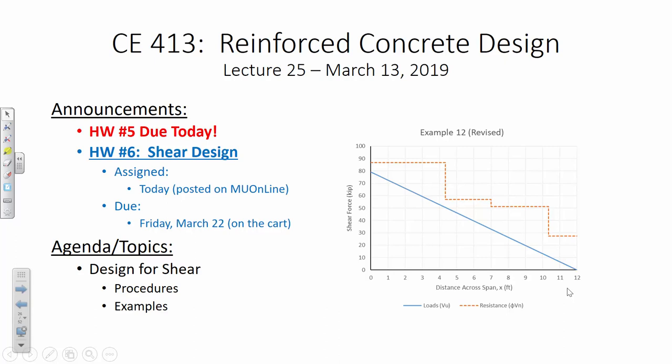Real quick, we were looking at the example last time, and we were looking at the shear diagram, and there were some values that didn't quite look right on the plot. I went ahead and replotted it, and my plot looks a little different than the one that's in the slide, so I put that here. But in the end, the story is the same: here's your shear diagram, and the factored resistances, or the factored strength, is always a little bit higher.